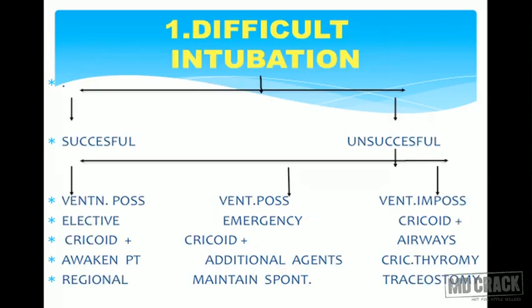If after doing all this the intubation is successful, well and good, you can go ahead with the surgery. If intubation is still unsuccessful, you grade the patient into two categories, whether ventilation is possible or not possible. If ventilation is possible, you again divide the patient into two categories: whether the surgery is an elective case. If the surgery is elective and need not be done immediately, then try to reverse and awaken the patient, post the patient for surgery at a later date, and preferably choose a regional anesthesia technique.